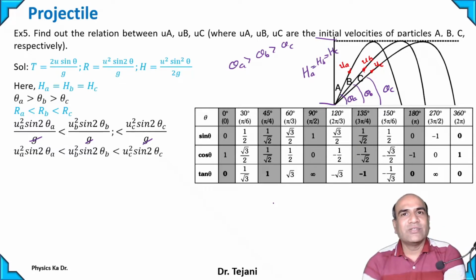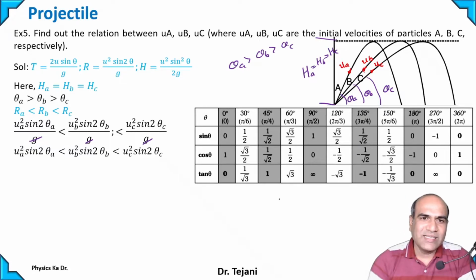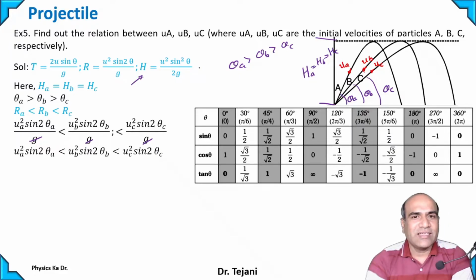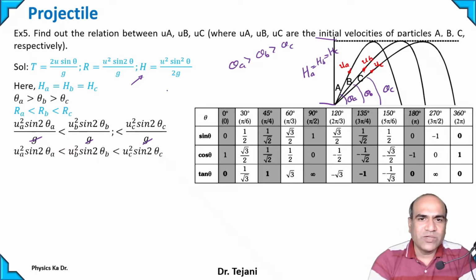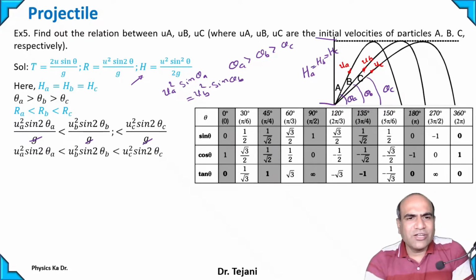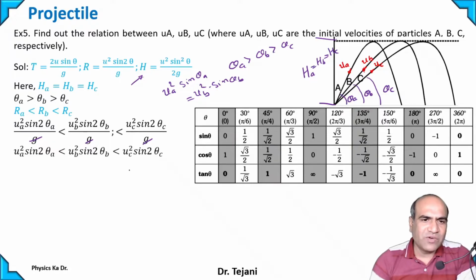sine 2 theta C. See, a similar equation you can also derive from this, and you may cancel out this sine theta, and the angle you can also derive. You can also derive like that: UA square sine theta A is equal to UB square sine theta B, and you can take a relation from that also.